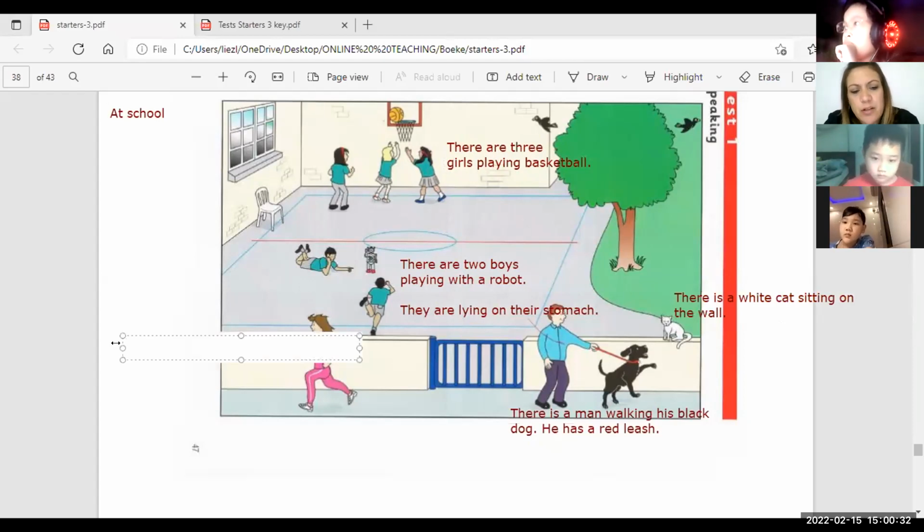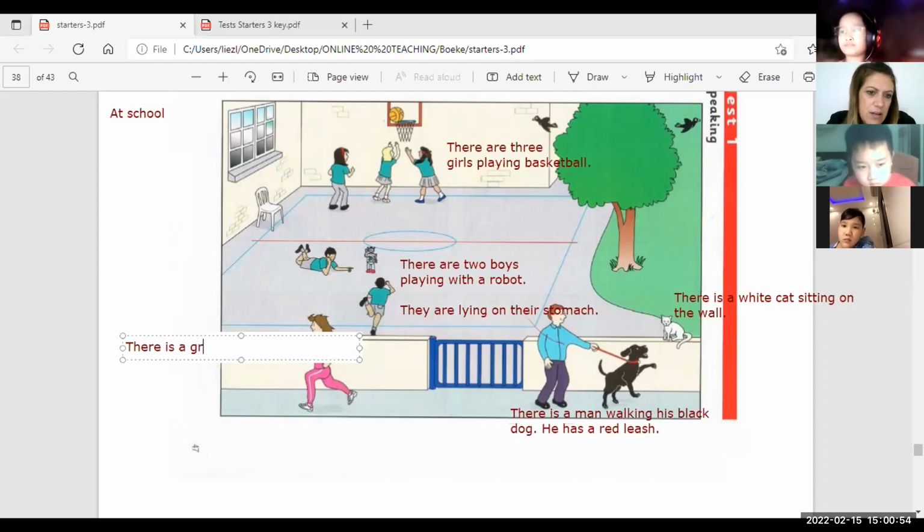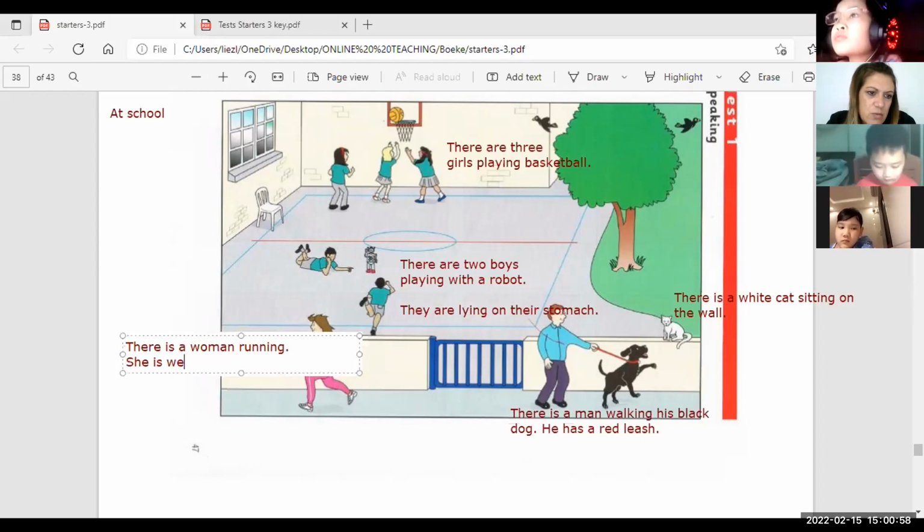Okay. Khôi, what about the girl? What can you tell me about the girl? The girl is running. Okay. Okay, what is she wearing? What clothes is she wearing? There is a woman running. She is wearing pink clothes.